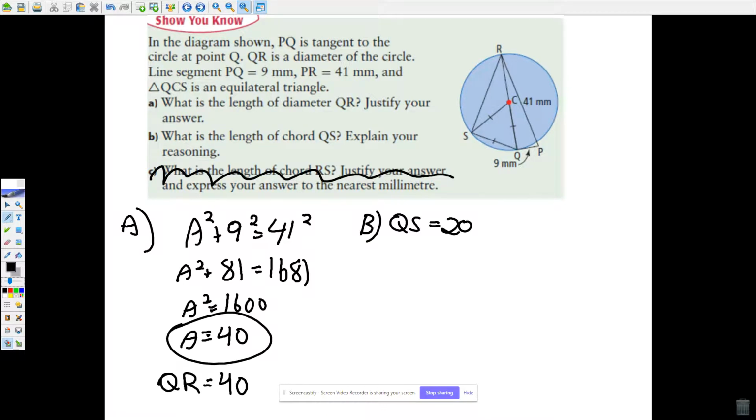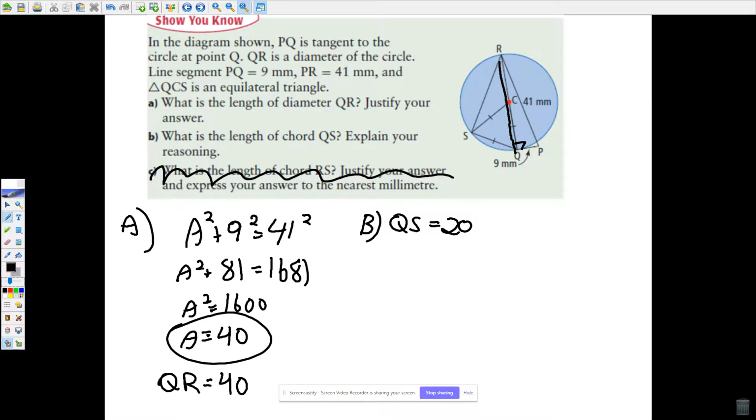The first question is, what is the length of diameter QR? Well, QR is right here. This is a 90-degree angle, so we've got to use the Pythagorean theorem, just like the last one. We solve the Pythagorean theorem, and we get that QR is 40 millimeters.